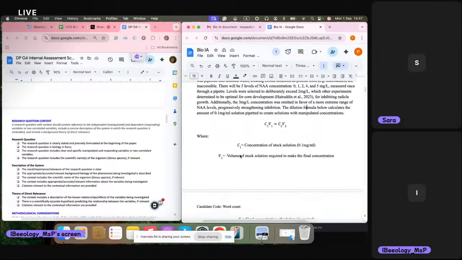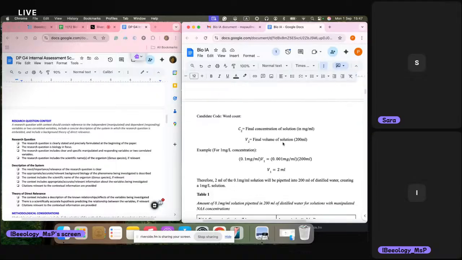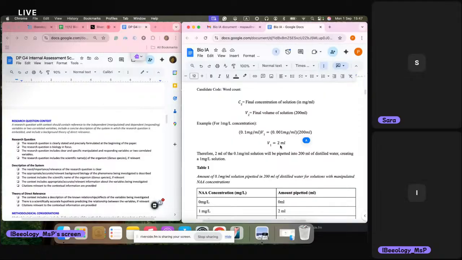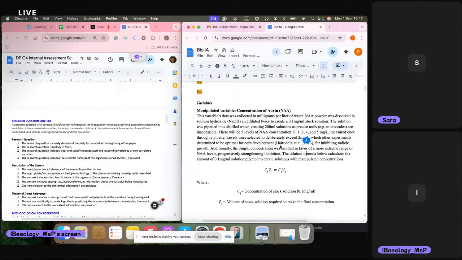Okay. So 0.1 per liter. So your final volume of solution is about 200 ml. And 200 ml is enough for your work? Yeah. Okay. So I am also okay.